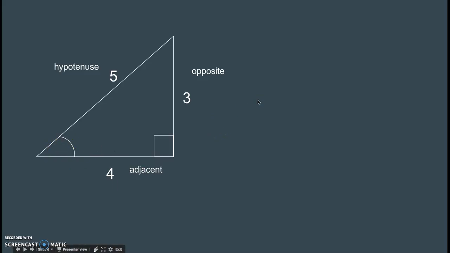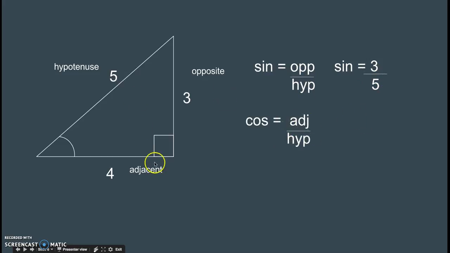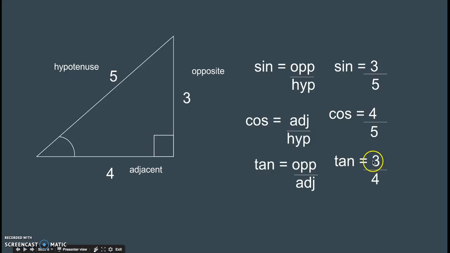So let's find the sin. Sin is opposite over hypotenuse, so we're going to use the opposite side and the hypotenuse side. So as sin is opposite over hypotenuse, we have our opposite 3 over hypotenuse 5, so the sin is 3 over 5. Cosine, adjacent over hypotenuse. So in this triangle, adjacent 4 over 5 hypotenuse. Tan, opposite over adjacent, so 3 over 4.